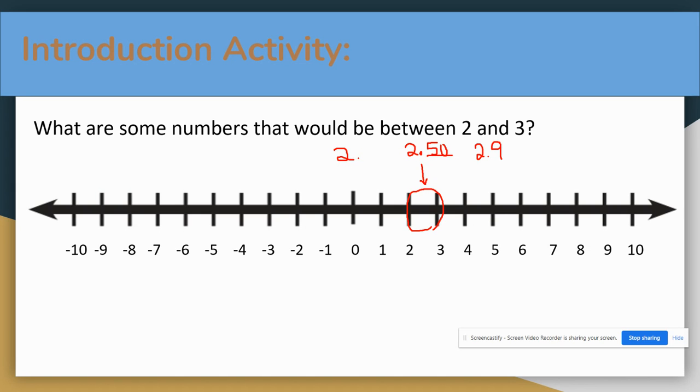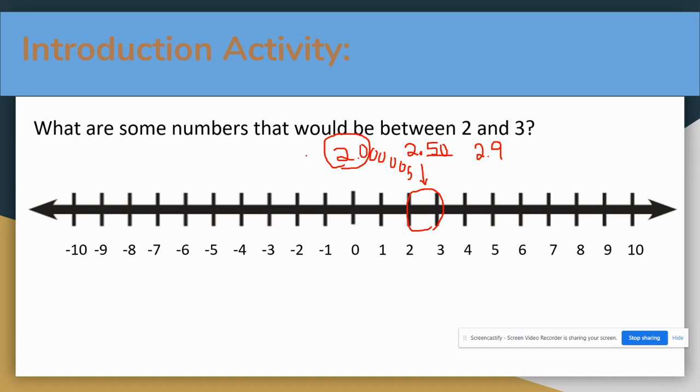If you're super creative, maybe you had 2.000005. That would be a number in between 2 and 3. If I just wrote 2.0, that is not an example of a number that's in between 2 and 3 because 0 says I didn't move any further away from 2.